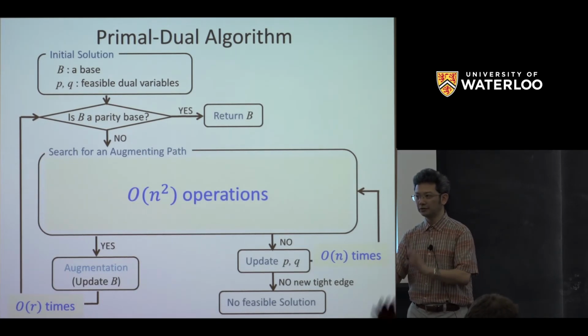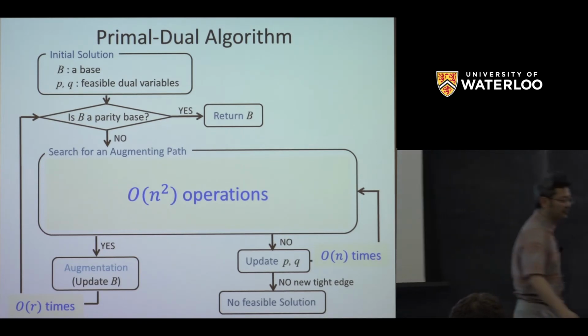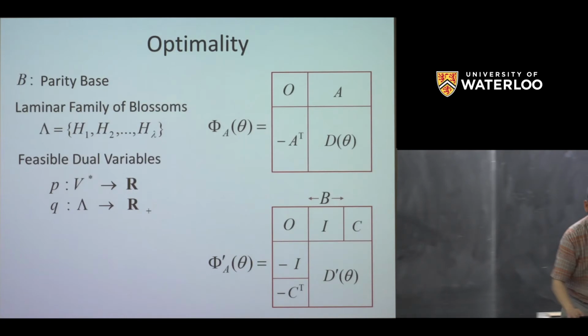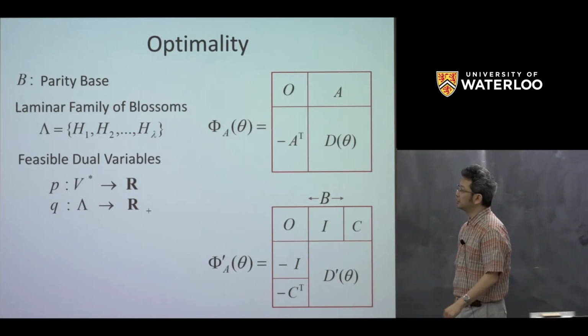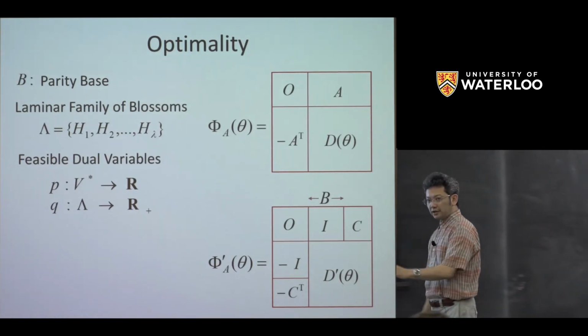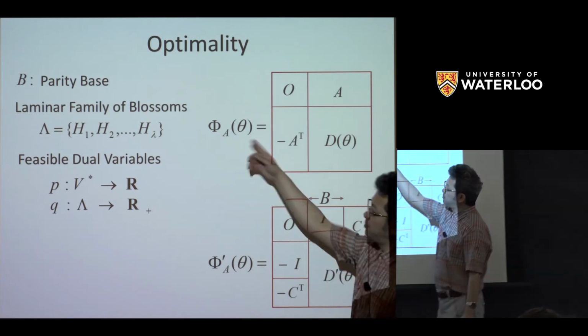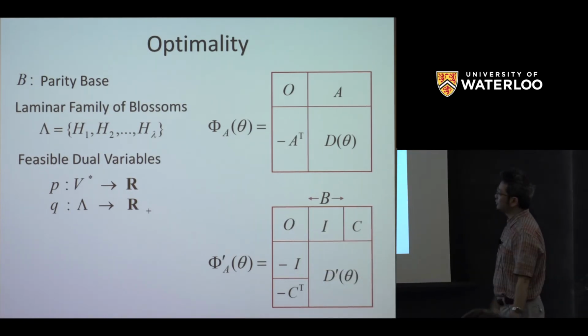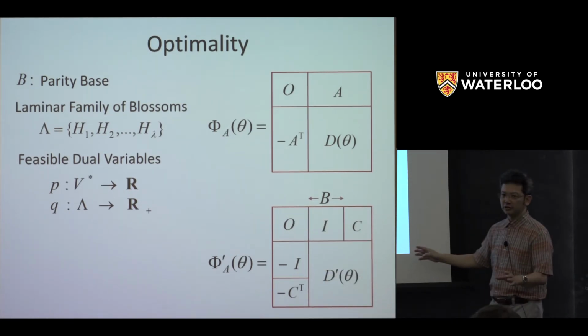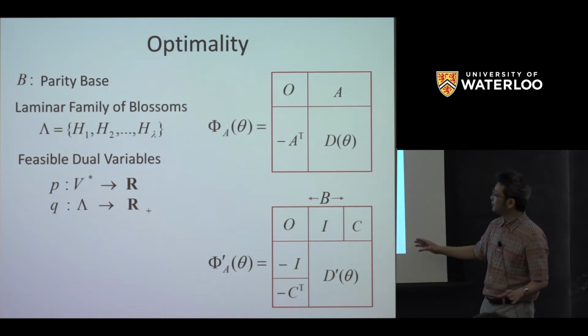And still we have to be able to prove the feasibility. Okay. Now I want to tell you this. So at the end of the algorithm, we obtain this parity base and the dual variables. And I want to tell you the idea of the proof of the optimality.